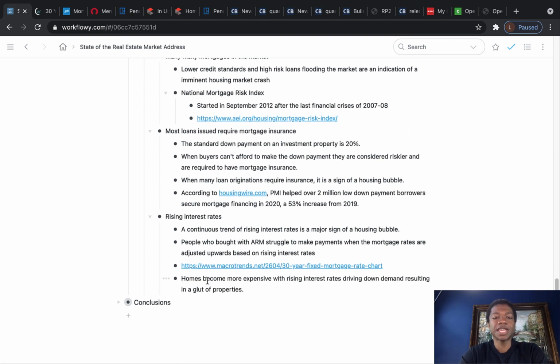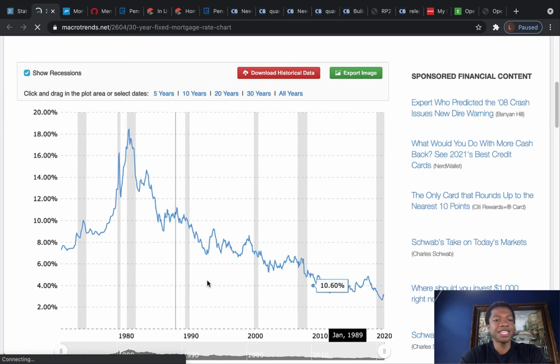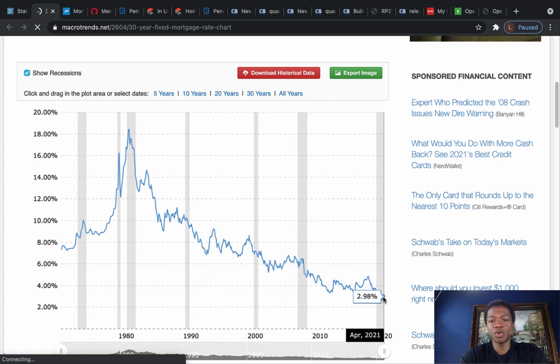So next, let's take a look at a 30-year fixed mortgage rate chart. What we can see is that today, this is April of 2021, the 30-year fixed mortgage rate is at 2.98%, and we can see how it has changed over time. We're essentially at almost a historic low. We were down at 2.72%, 2.67% in December of 2020. So interest rates have started to tick up a little bit.